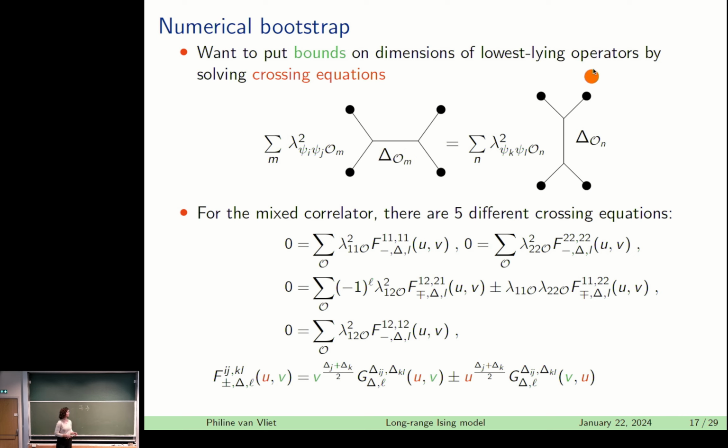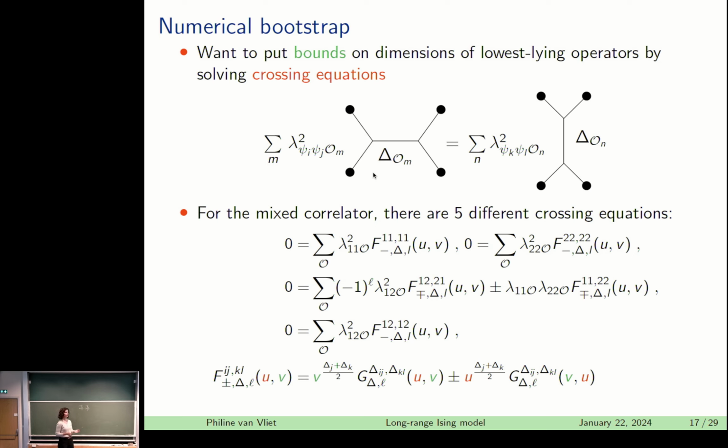And these crossing equations cannot be solved for just any value of the OPE coefficients and the conformal dimensions. So this equation allows you to derive certain bounds on, in our case, the conformal dimensions for the lowest lying operators. And if you would have infinite computing power, of course, you could go to an arbitrarily high number of operators, but in practice we would have to truncate, and it's mainly the lowest lying operators that we are able to constrain.